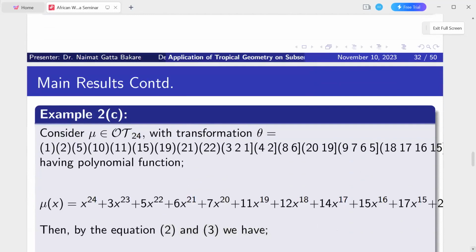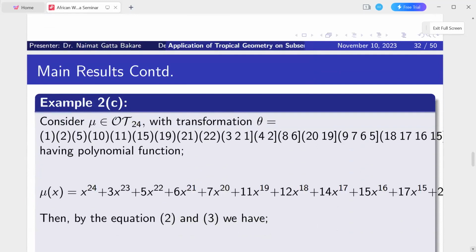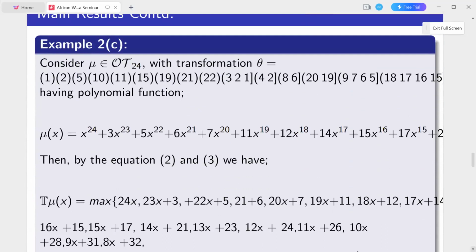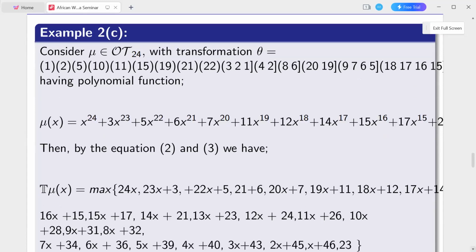theorem 4. Then looking further, look at example 2c. Example 2c is by taking a higher number also. In this case, you can see that we take the number n to be 24. Look at the transformation element we consider. We take our polynomial, we convert it to a classical polynomial. We obtain this.